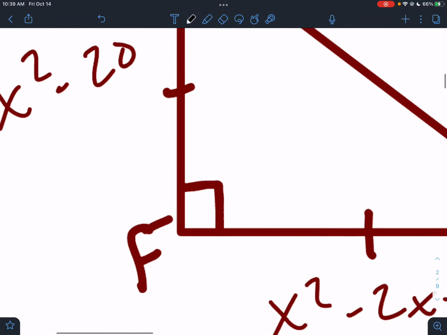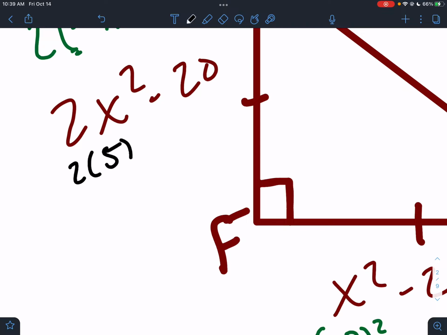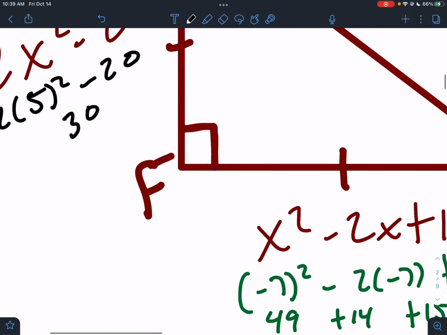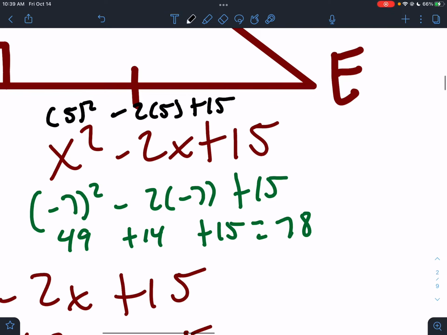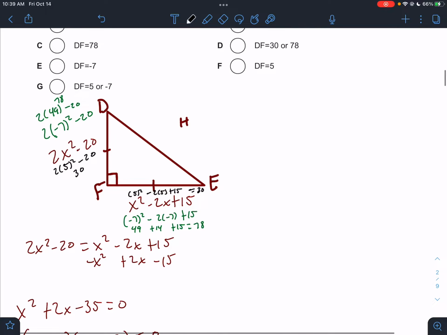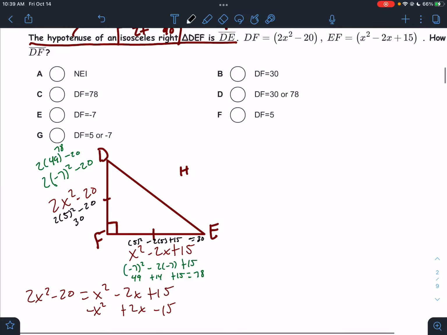Plug in 5. 2 times 5 squared minus 20. That's 50 minus 20. That's going to be 30. Over here, 5 squared minus 2 times 5 plus 15. That's 25, 15 plus 15, also 30. So does 30 equal 30? Yes. Is 30 acceptable? Yes.